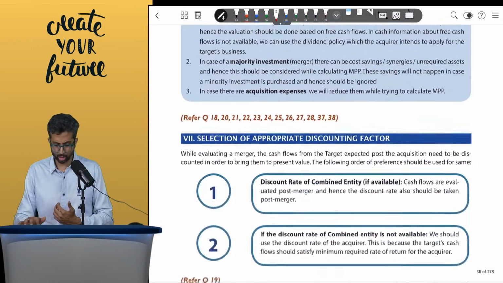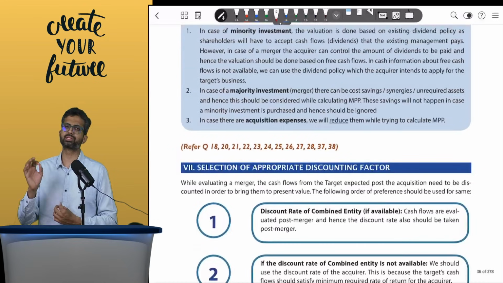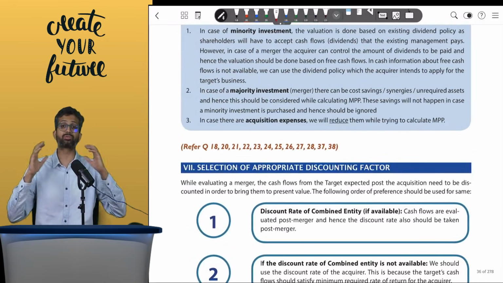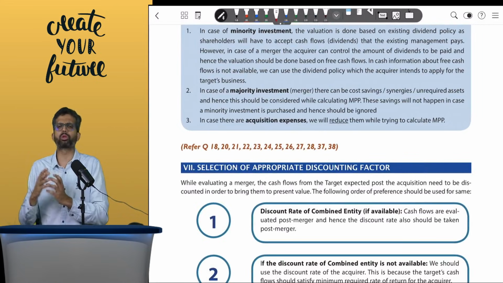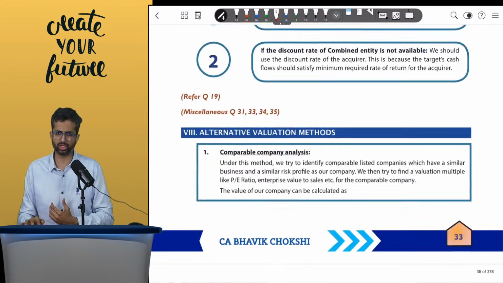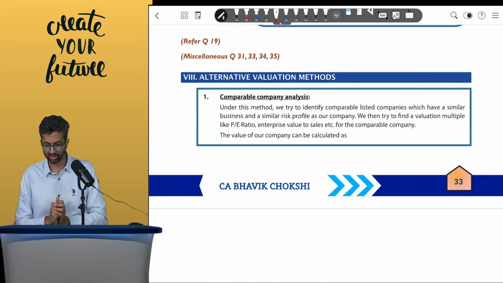Okay, next you will have, let us say, the appropriate discounting factor. Typically, the best discounting factor should be the discounting factor of the combined entity, because post acquisition, what will be the weighted average cost of capital of the combined entity, that should be the best discounting factor. If that is not available, then use that of the acquirer, and if that is not available, then that of the target.